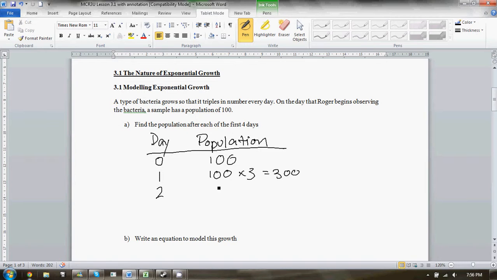On day 2, I get 300 times 3, which is 900. Day 3, I get 900 multiplied by 3, which is 2700. And finally on day 4, I get 2700 multiplied by 3, which is 8100.